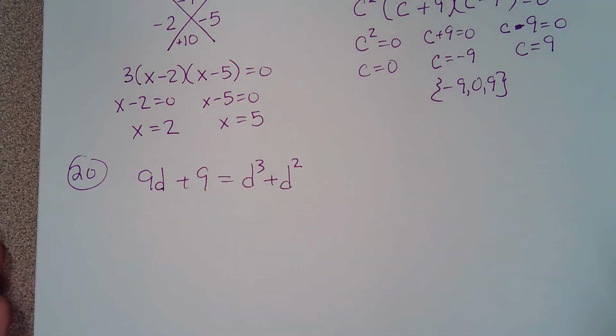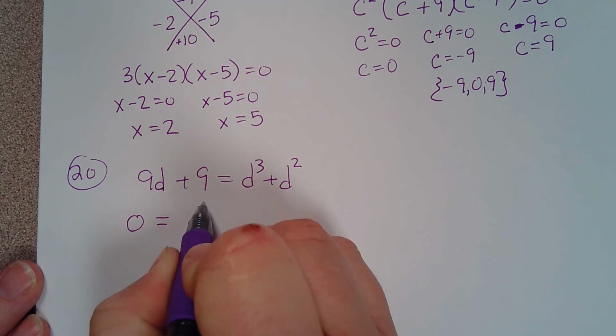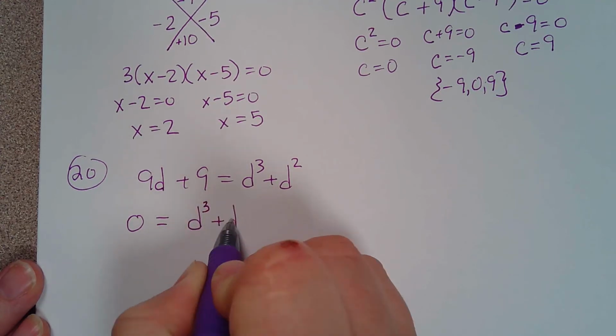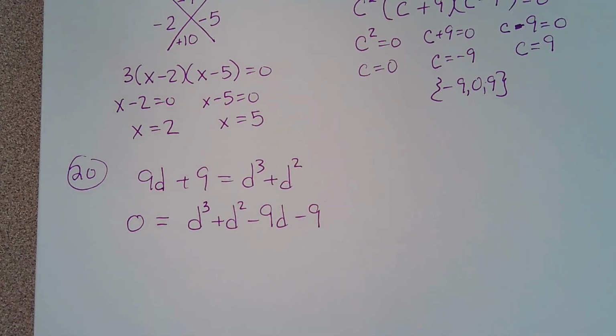So the first thing I want you to recognize here is that our bigger exponents are positive. So that means I'm going to move the 9d and the 9 to the right side by subtraction. So if we do that, this just rewrites as d cubed plus d squared minus 9d minus 9. And if you noticed, I kept them in descending power order because that will make this easier to factor.